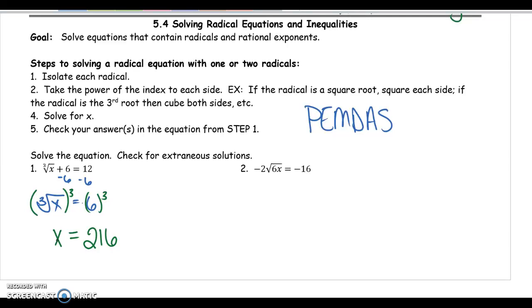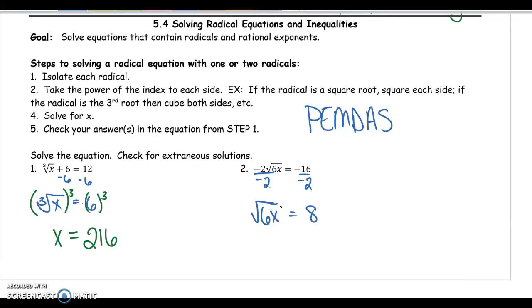The big thing to remember in number 2 is you cannot multiply the -2 and the 6 together because the 6 is stuck under the radical. So how do we get rid of that -2 in front of the radical? We divide both sides by -2. Okay, so this gives us the square root of 6x equals 8. And try not to be lazy with your radical signs. If 6x is supposed to be under the radical, make sure your radical extends all the way over 6x.